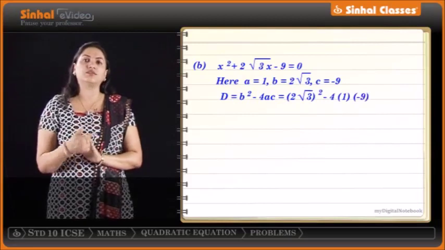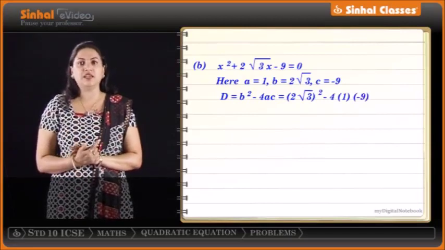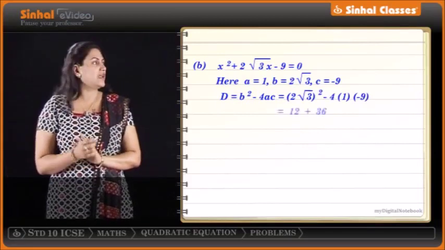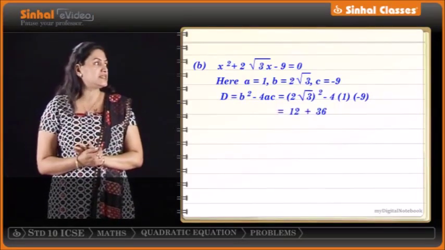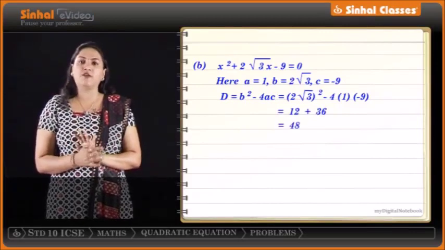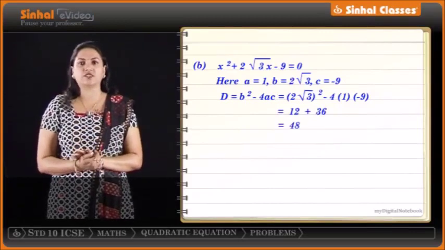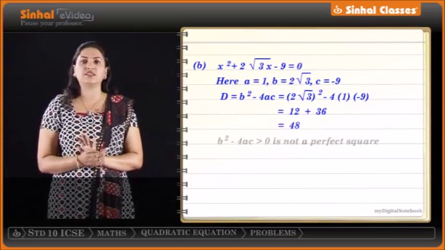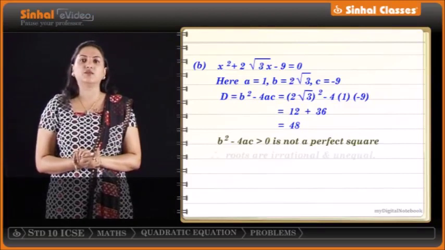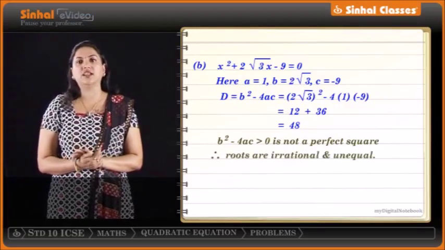Now 2 root 3 the whole square will be 4 into 3, that is 12, plus 36, which is equal to 48. Now 48 is not a perfect square. So, since b square minus 4ac is not a perfect square, the roots are irrational and unequal.